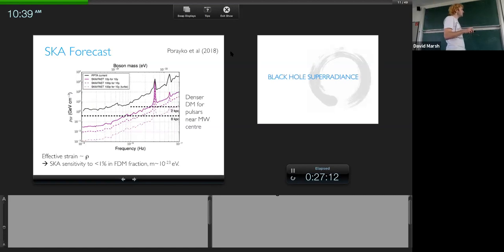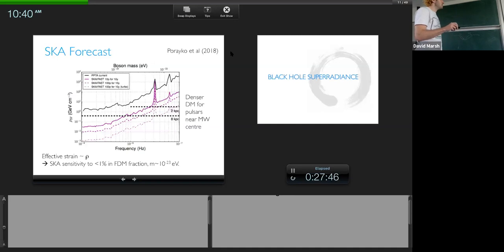Then they show the limit for SKA. So that's the forecast for SKA. I don't know what the 10p, 100p mean, but then they have these 10-year exposure, various different SKA combinations. And you see that with these different SKA combinations, you can really come right below the local dark matter density for 10 to the minus 23 eV. And you come down below the local dark matter density by more than 2 orders of magnitude.